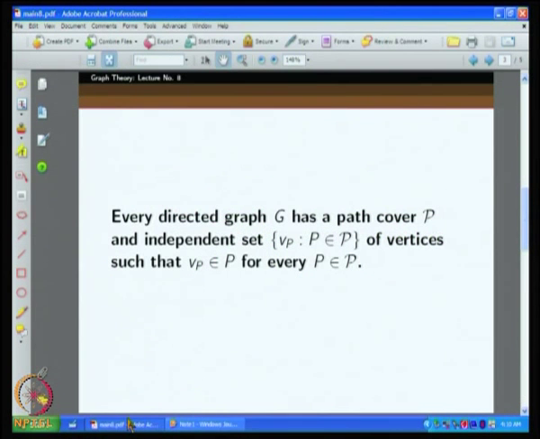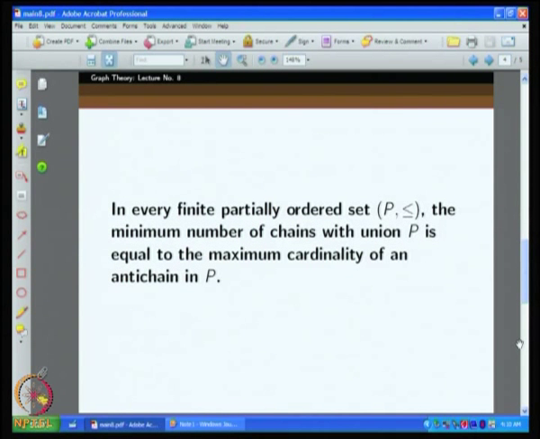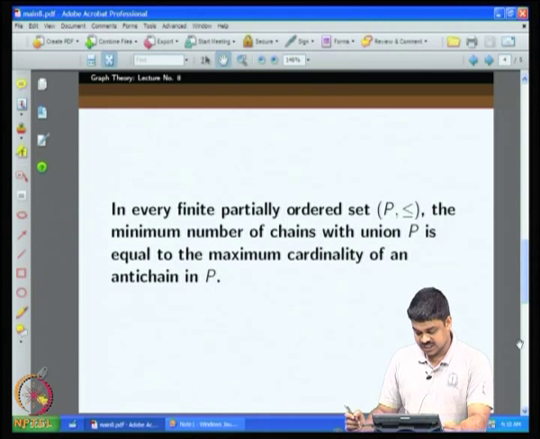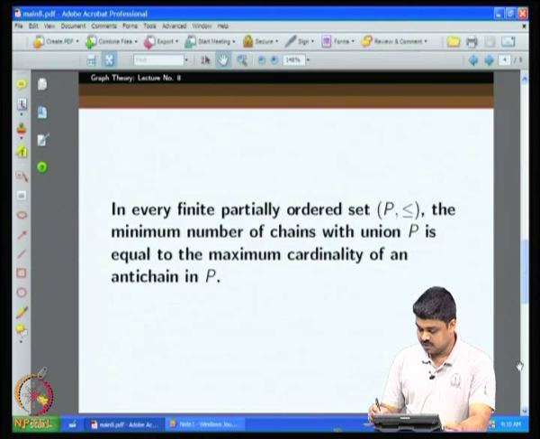Maybe we can look at this. Every finite partially ordered set: the minimum number of chains with union P, that means the union of the elements of these chains is equal to P, is equal to the maximum cardinality of an anti-chain in P, the biggest.